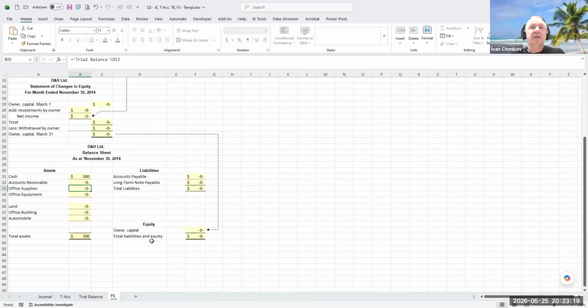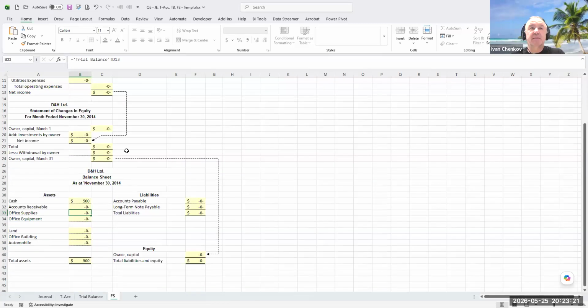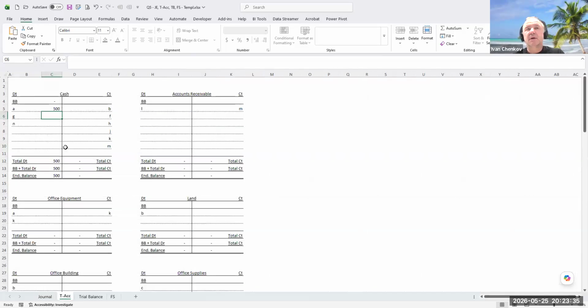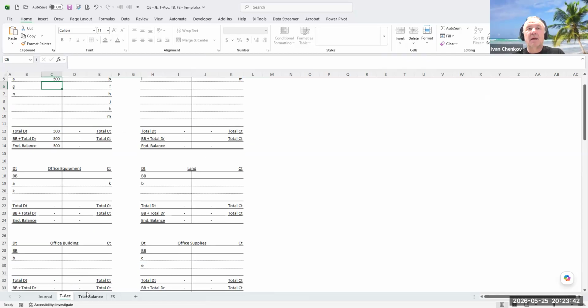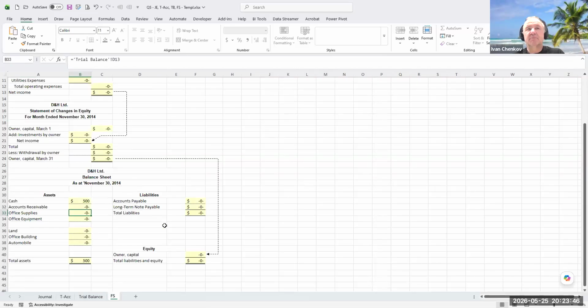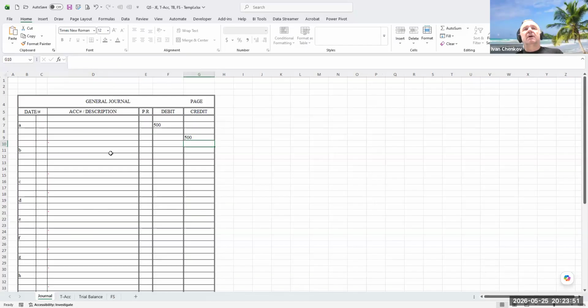So this is kind of an interactive Excel spreadsheet. It reads one worksheet from another worksheet. The only information that you have to enter is in the general journal and the T accounts. Once you fill in the T accounts with all the transactions, the trial balance is going to fill up itself, and the financial statements are going to fill up themselves. So let's go one after another.